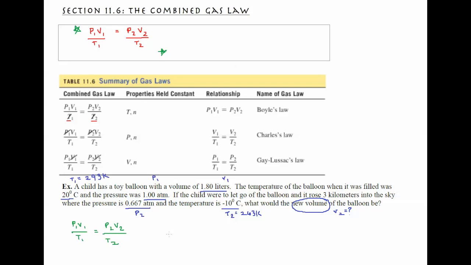And I'm going to plug in my values. My P1 is 1.00 atmospheres. My V1 is my initial volume, which is 1.80 liters, all over my T1, which is 293 Kelvin. And that equals my P2, which is 0.667 atmospheres, times, I don't know what my V2 is, all over my T2, which is 263 Kelvin. So what I want you to do right now is pause this video and solve for V2.